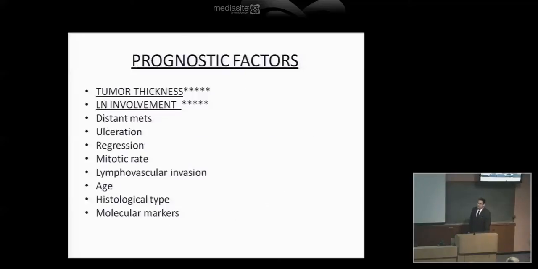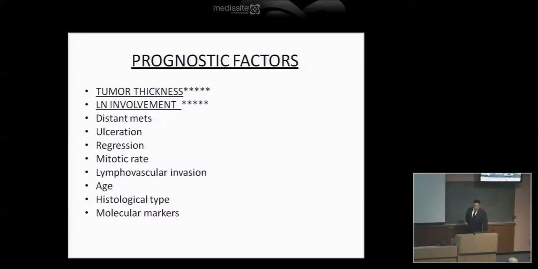Prognostic factors when a patient presents to you with melanoma. The two most important prognostic factors are tumor thickness, that is the depth of the tumor and how deep it has spread, and lymph node involvement. Actually, lymph node involvement and the sentinel lymph node status is the number one prognostic factor, and that also is an ABSITE question that comes up pretty often.